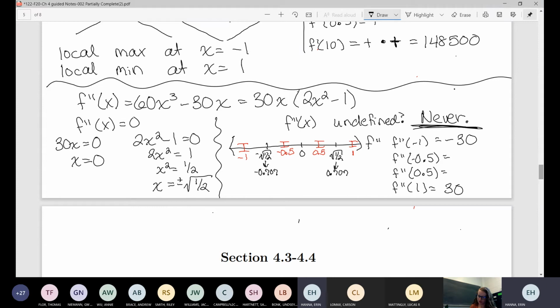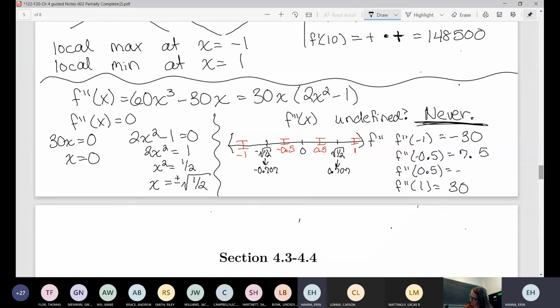Oh, is this really symmetric? I guess it would be symmetric. We plug in negative 0.5. We'll get 7.5. Well, symmetric, but the signs are different anyway. And then plugging in positive 0.5 will give you negative 7.5. So we'll get negative, positive, negative, positive. And I've run out of space to write an answer. I'll squeeze it down in here.